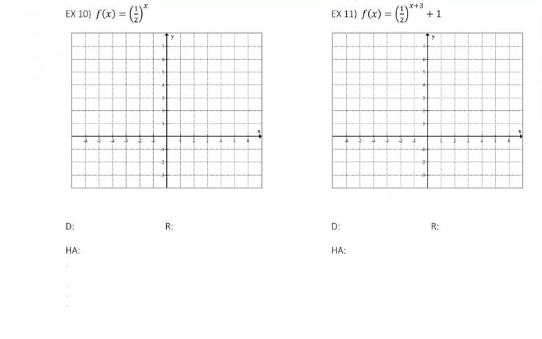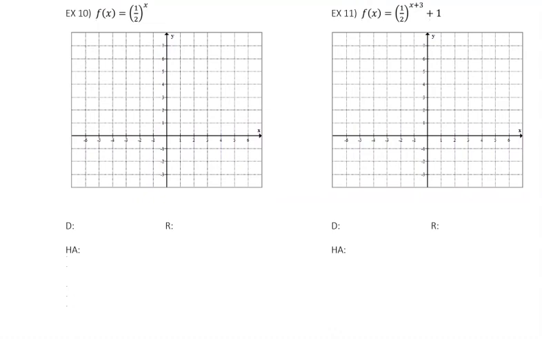All right, 2 more examples. So for example 10, this is just a parent graph. So we're not even going to have to move anything around. We're just going to be graphing 1/2 to the x. So our points are going to be 0, 1, 1, 1/2, and -1, 2. Again, 1, the base, and -1, 1 over the base. So flip it upside down.